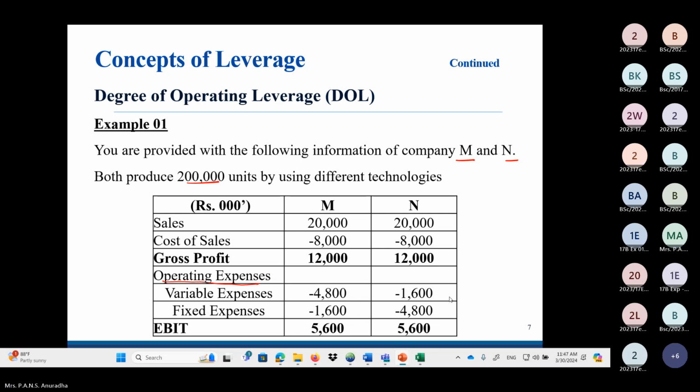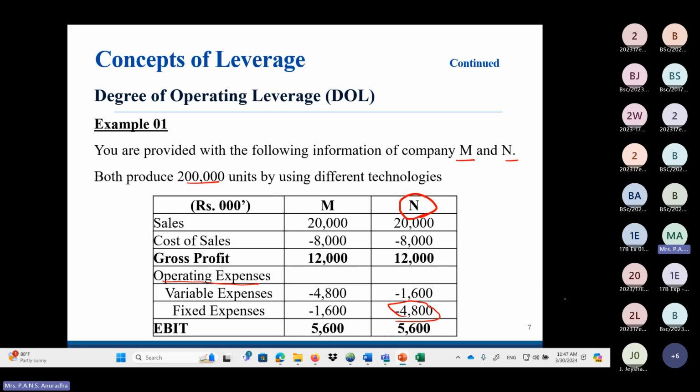Company N, this one. Yes, right, that is the operating leverage. Company N's operating leverage is high because their fixed expenses are 4,800. So they have high operating leverage. Having high operating leverage in a favorable economic condition is okay.